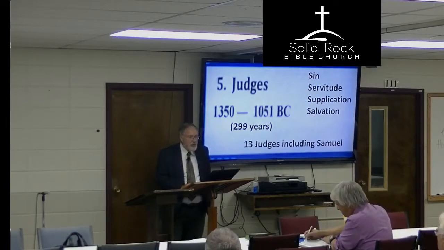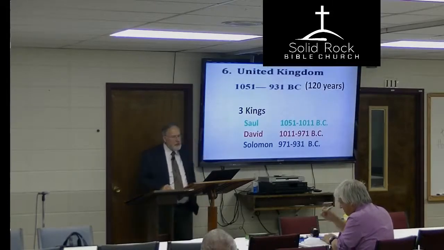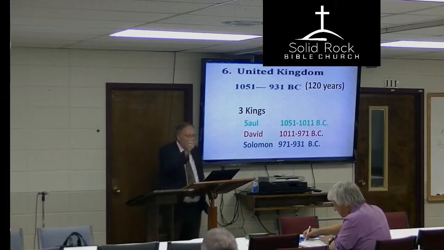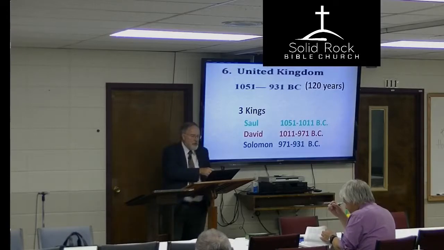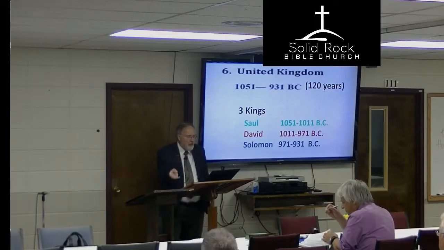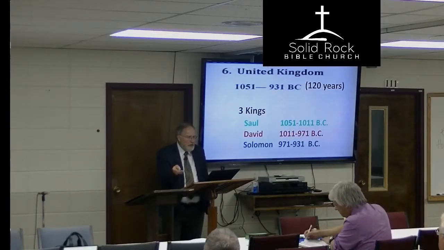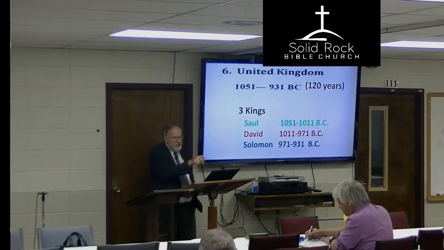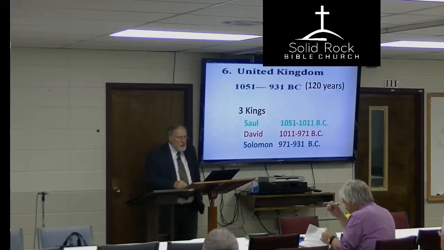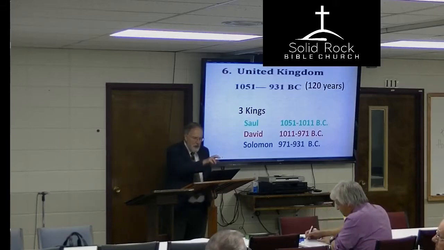The last of the judges was Samuel, and he is the one who appoints the first king. And so the next time period is 120 years, called the United Kingdom, and it's from 1051, when Saul is crowned, until 931, when Solomon dies. A period of 120 years. 3 kings, Saul, David, and Solomon. And they're written on your chart. I wrote their names and the years for them on your chart. So if you find the United Kingdom area and just drop down, you'll see the names of those guys. Okay?